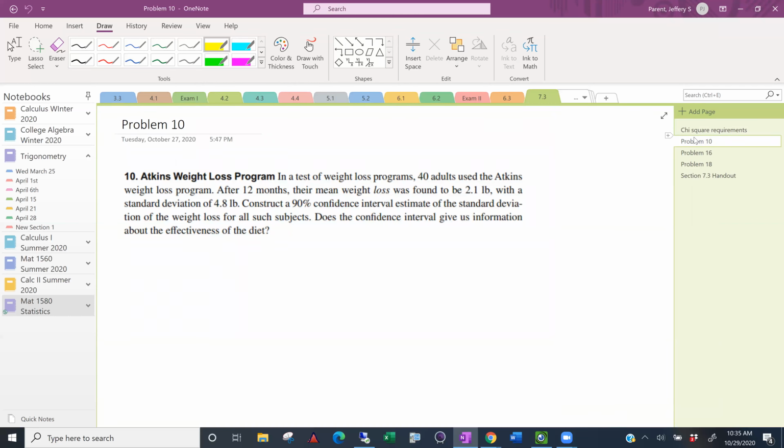So let's look at this one, the Atkins weight loss program. In a test of weight loss programs, 40 adults used the Atkins weight loss program. After 12 months, their mean weight loss was found to be 2.1 pounds with a standard deviation of 4.8 pounds. Construct a 90% confidence interval estimate of the standard deviation of the weight loss for all such subjects. So, all right. We'll call this one example A. The information that I need here is going to be n, s, and 90% confidence.